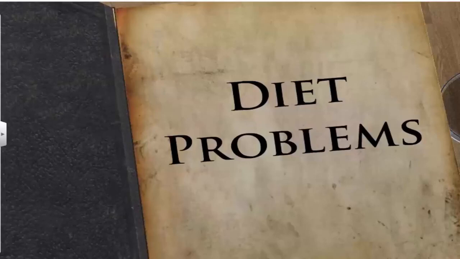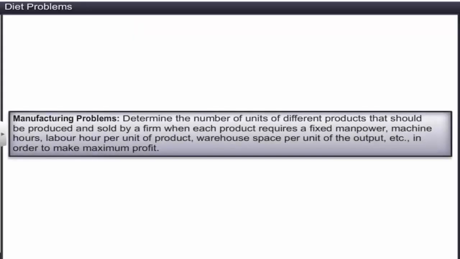In this module, you will learn to solve diet problems based on linear programming. Recall that in manufacturing type problems of linear programming, we determine the number of units of different products that should be produced and sold by a firm when each product requires a fixed manpower, machine and labor hours per unit, etc., in order to make maximum profit. Let us now learn to solve diet problems, which is also a type of linear programming problem.